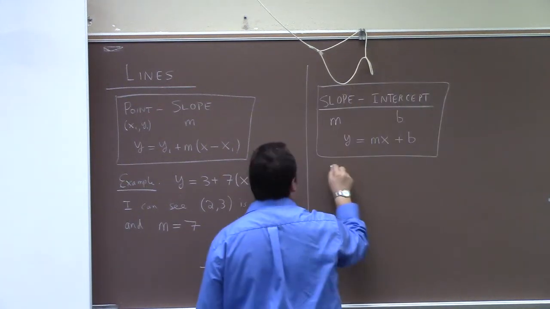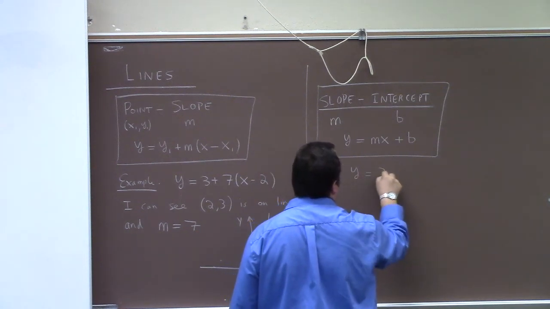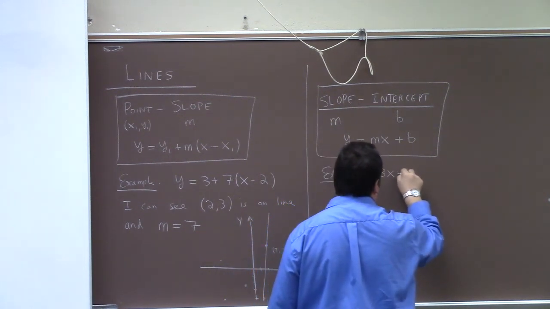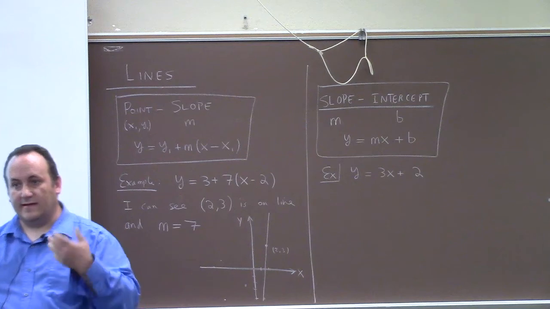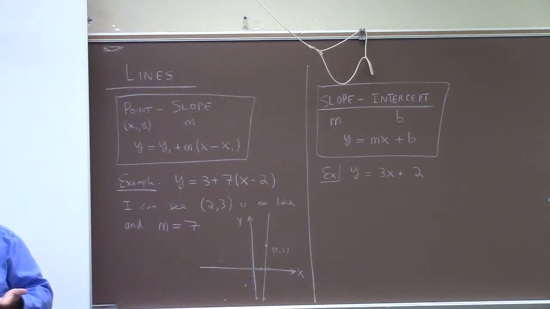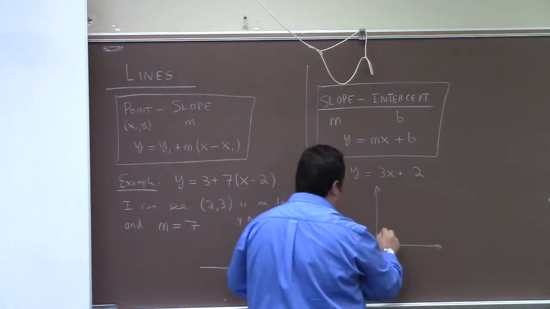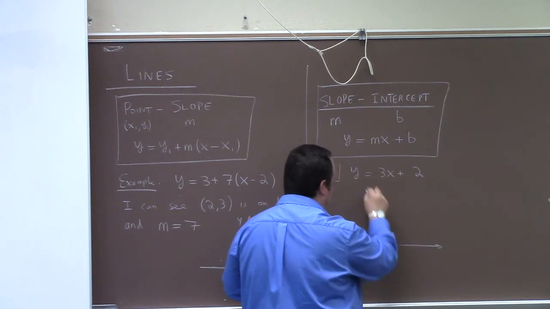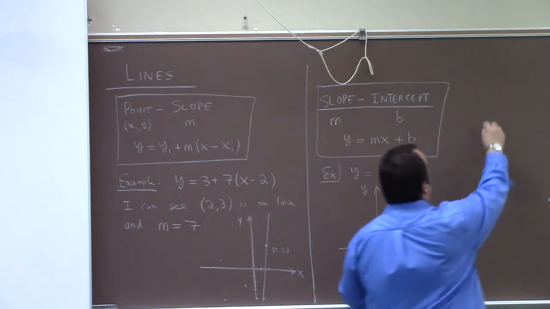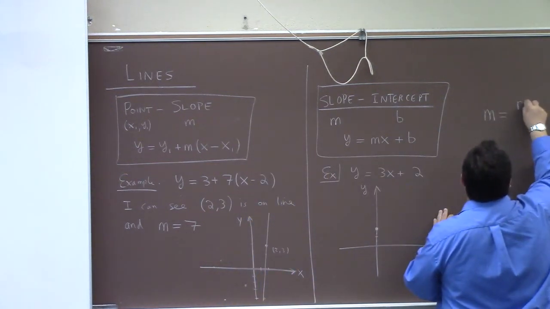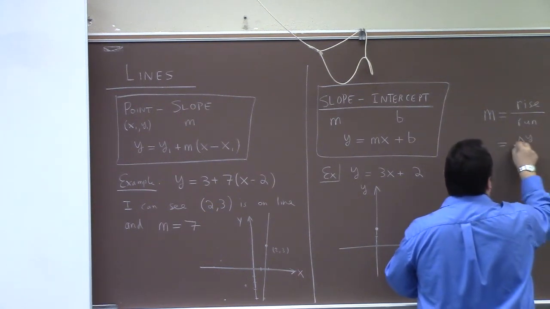So for example, you're given y is equal to 3x plus 2. I can tell you, as soon as I look at that, the line has slope 3, and it has a y-intercept of 2, right? And so I could use that to graph the line. So it goes through the y-axis at 2, and remember this m is always what? It's like rise over run, right? You can also look at that as change in y over change in x.